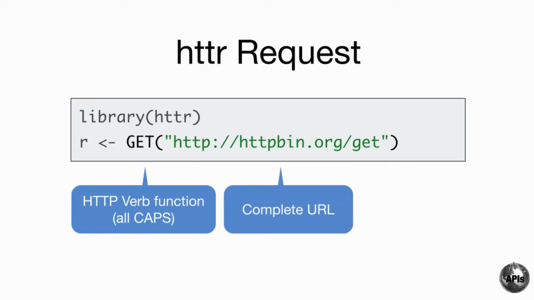What you pass to GET is the complete URL of the resource you want to get. There's also a function, for example, called POST, and then you pass the complete URL where you want to post the new data to, and so on.